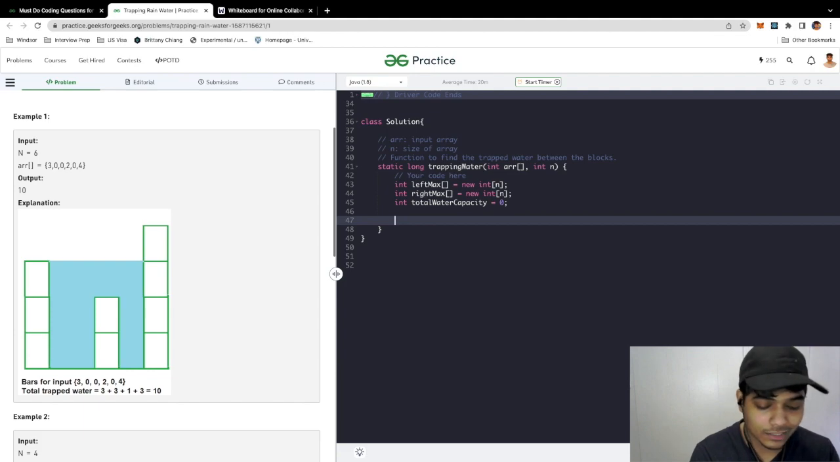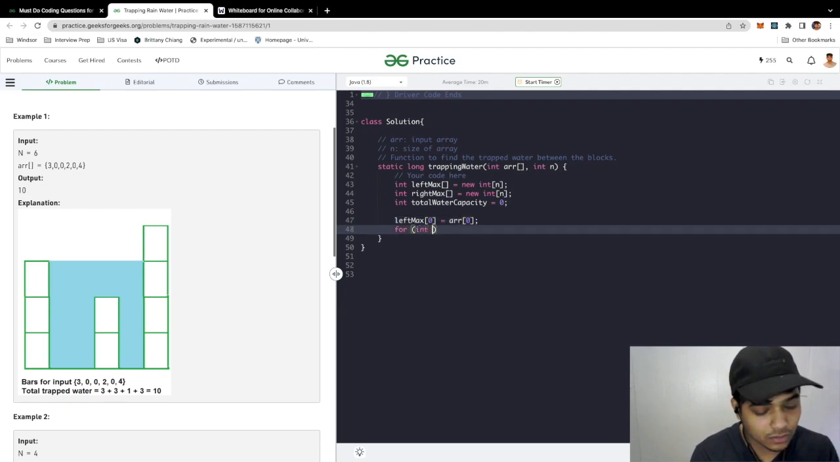Then we are going to do 3 iterations. So the first iteration, we'll try to find the left max. Before we do that, I think it's better to set the first element of left max, because we know the first element is going to be the first position in the array. So the left max of 0 would be the array at index 0, right? And then we could start iterating from 1. So i is less than n and i plus plus, right?